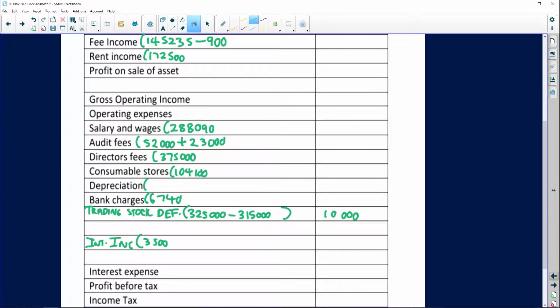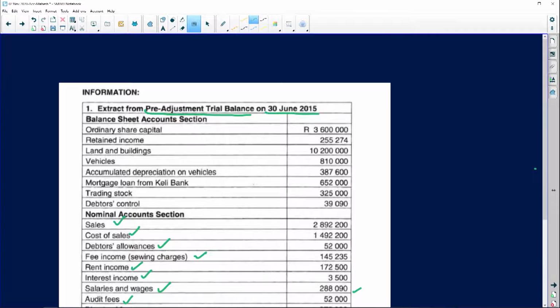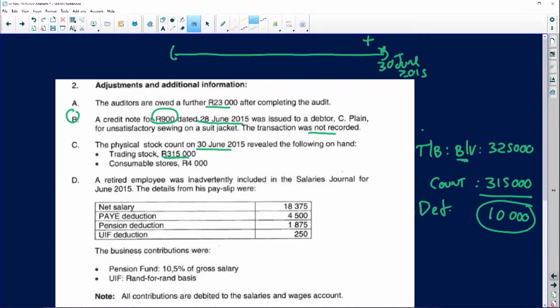of trading stock before the physical stock count, please remember you've got to adjust your book value according to the adjustment. But in this case, we didn't have any adjustments, so we went straight to comparing book value to physical stock count. Right, still with adjustment C, so the next part to the adjustment is your consumable stores.